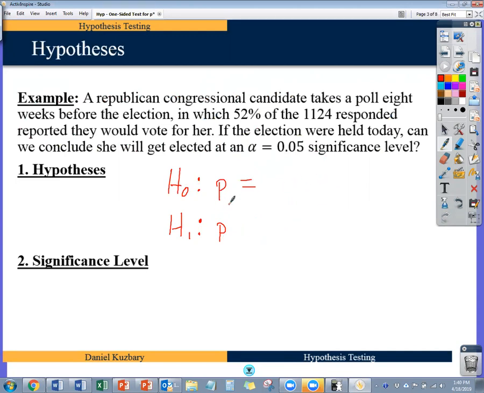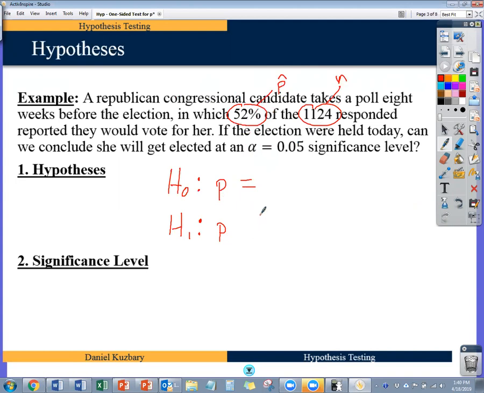Now, this might be a little hard to come up with off the fly, but I do know that I can't use this number 52% because this is p hat. I don't ever use the sample statistics when I'm talking about parameters. That's going to come in later. This is n. I can't use that. That has to do with the sample. I want to hypothesize something about p.